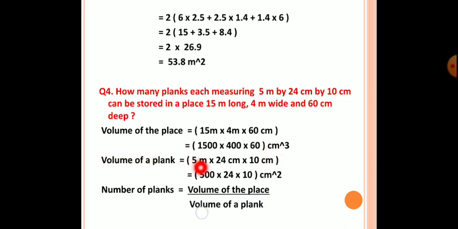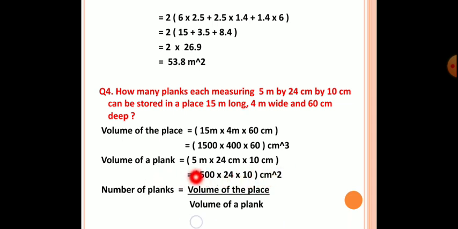Volume of the plank, that is 5 meter into 24 centimeter into 10 centimeter. There is only one in meter, so let us convert this 5 meter into centimeter. So 5 into 100 is 500 and the others are already in centimeter. So 500 into 24 into 10 centimeter cube. This is a cube, not a square. Since it's a volume, it's going to be centimeter cube.